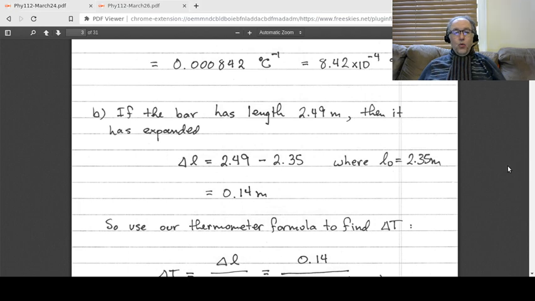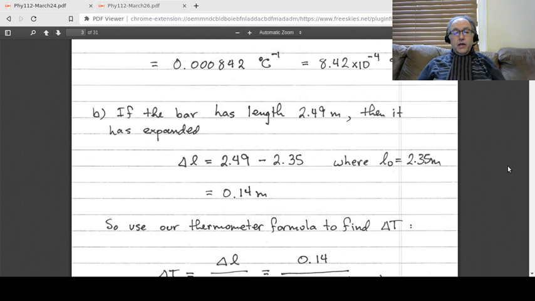Now what? Well, we answered part A. We've got alpha. So actually we have everything we need to go ahead and use this bar as a thermometer. So now we have some region of unknown temperature, and what we do is we take the bar and we put this bar into a region of this unknown temperature, and of course it adjusts its length until it finally reaches 2.49 meters. Okay, and we ask, what's the temperature of that region?